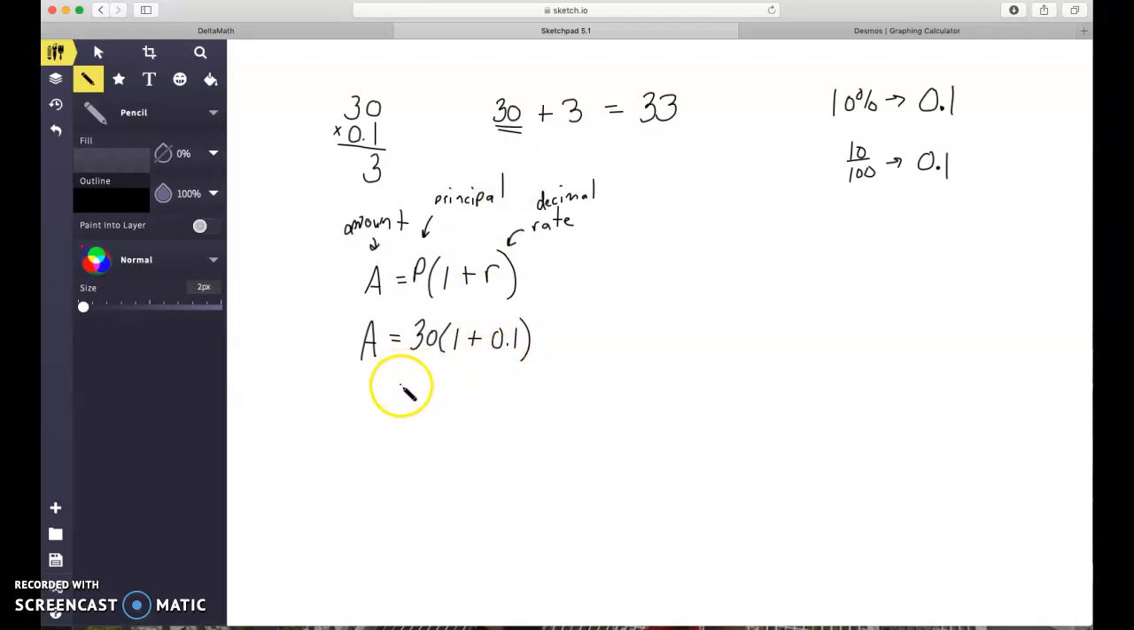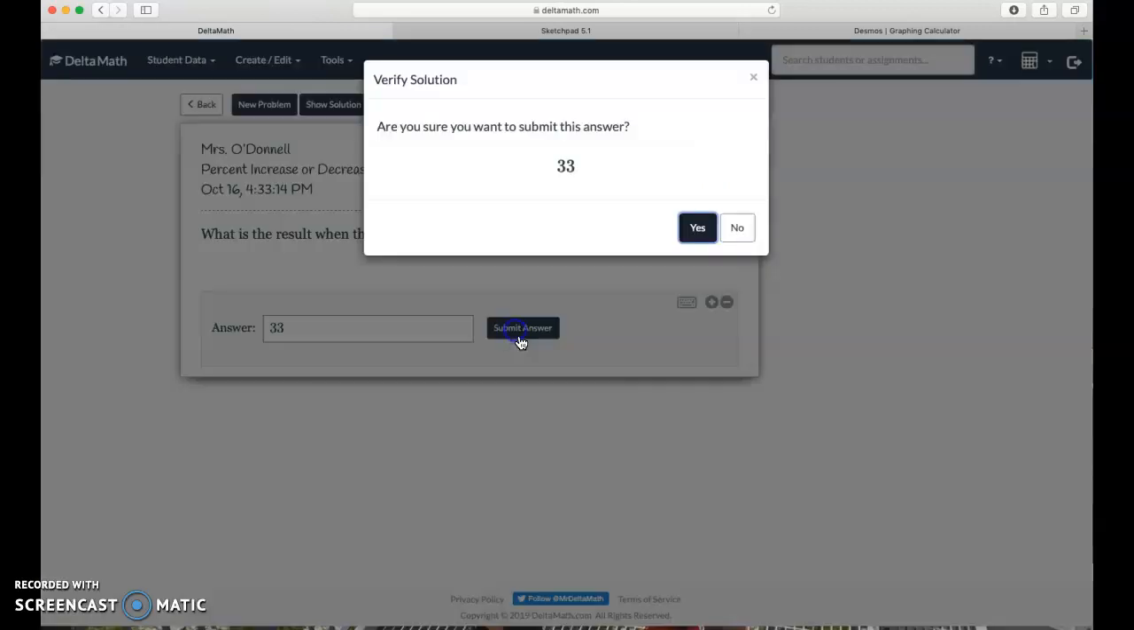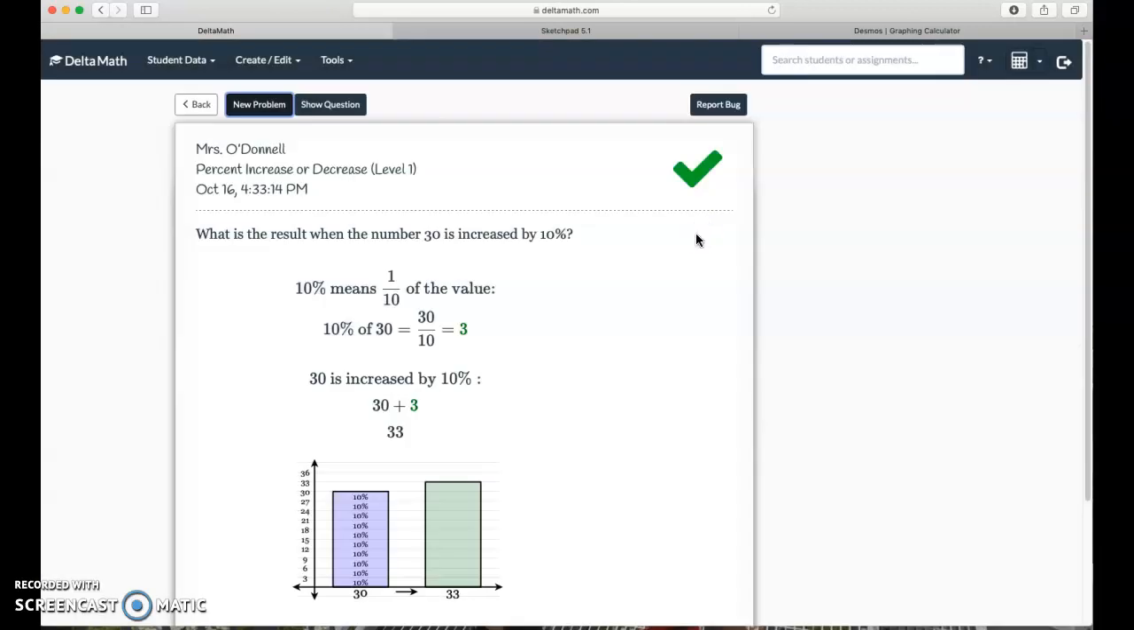So when we multiply that all out, we're going to do 30 times 1.1, and 30 times 1.1 should give us 33. So our final amount in our account would be 33. Okay, let's go ahead and type that into Delta Math. Make sure we have it correct. Click Submit. Yes. And voila, 33.